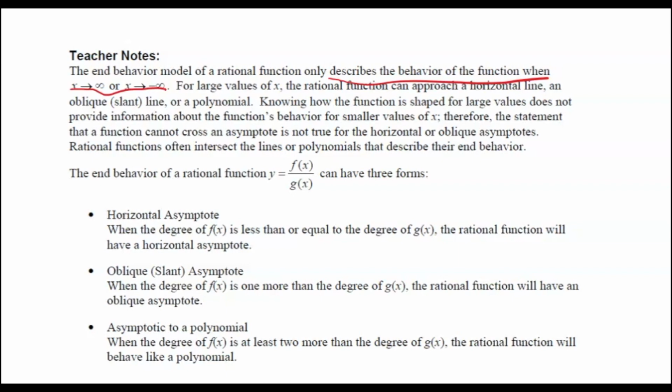Now, 3 types of end behavior asymptotes are listed down here for you, and when they happen. You may want to hold off on telling this information to the students, though, because there's a question in the assignment that uses these 2 right here, when you have a horizontal asymptote and when you have an oblique asymptote.